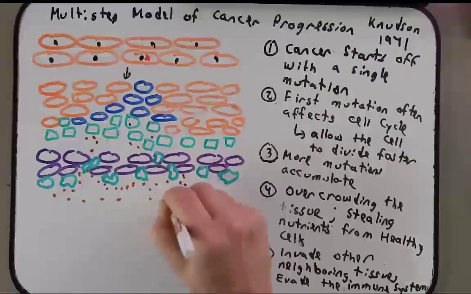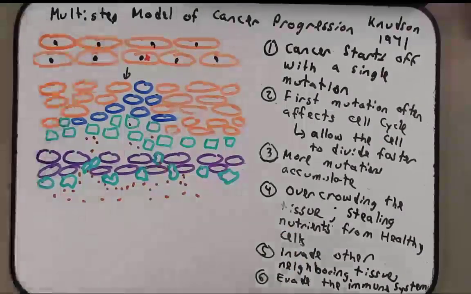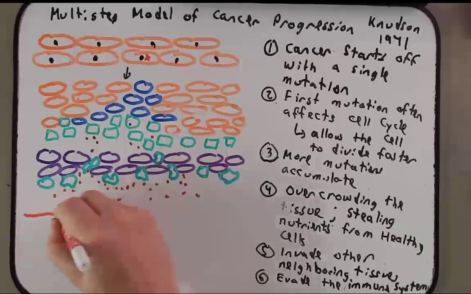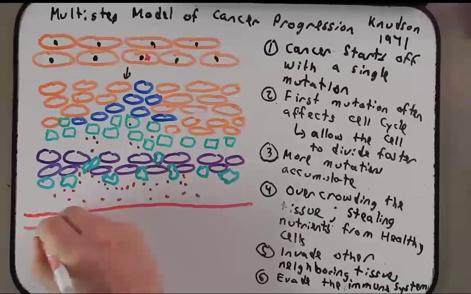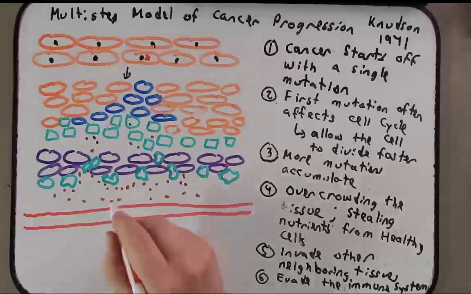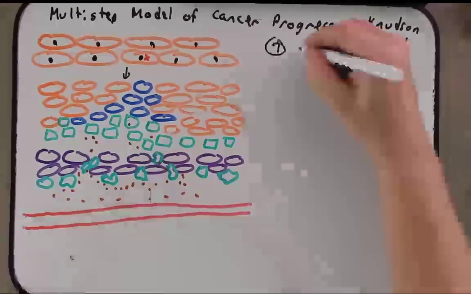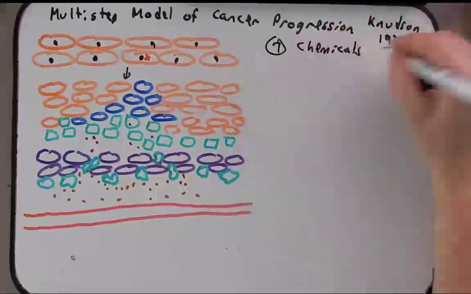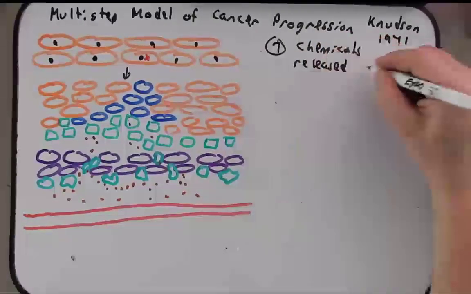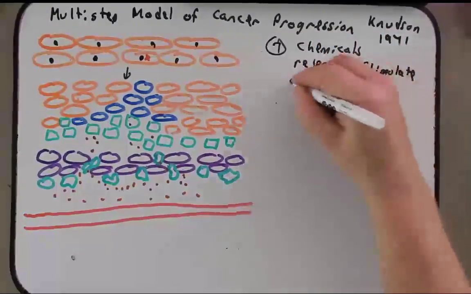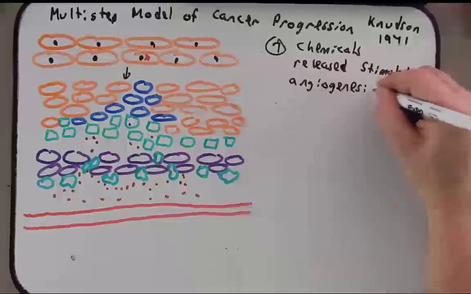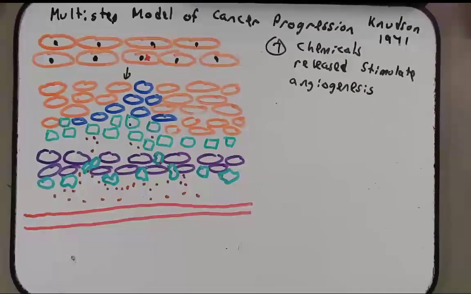They're secreting these chemicals, and what they are, are chemicals that neighboring blood vessels, and I'll just show this as a blood vessel here, react to. These chemicals will help stimulate a process called angiogenesis. And I'm going to erase this just so I have more room here. So chemicals released stimulate angiogenesis. Angiogenesis is a term used to describe the growth of new blood vessels.